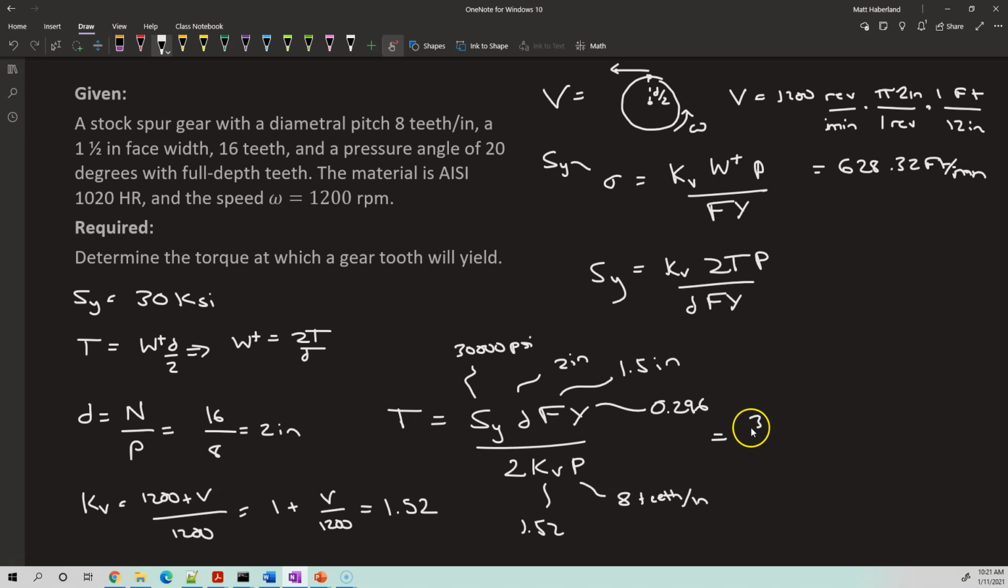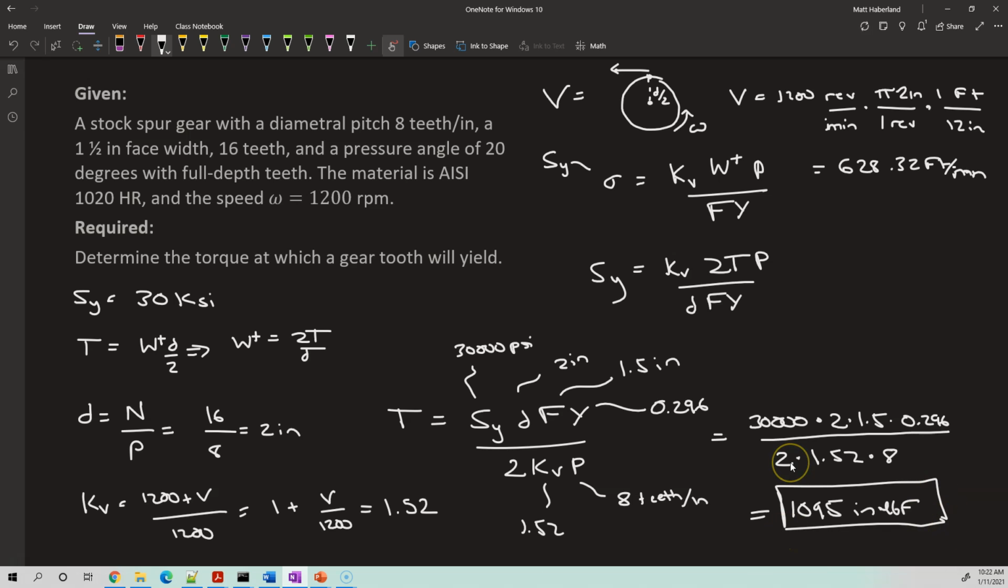So I think we're going to get our answer in inch pounds. So let's do that. 30,000. Okay, we've got 1,095 inch pounds. And this tooth will yield.